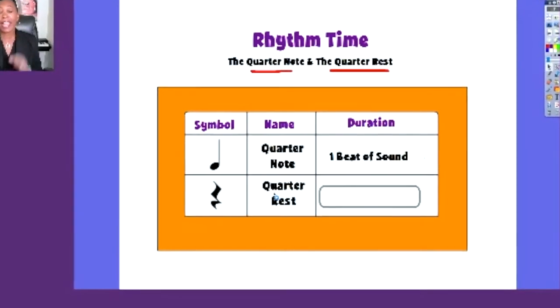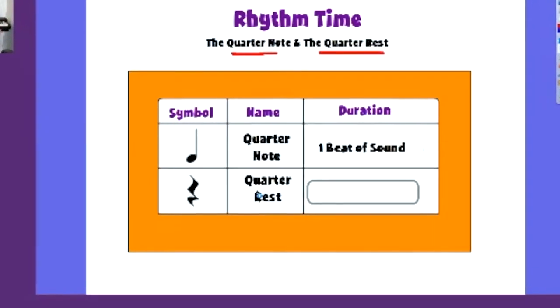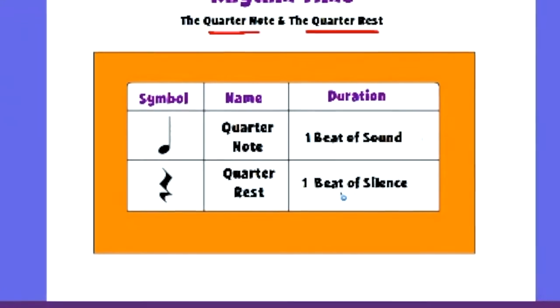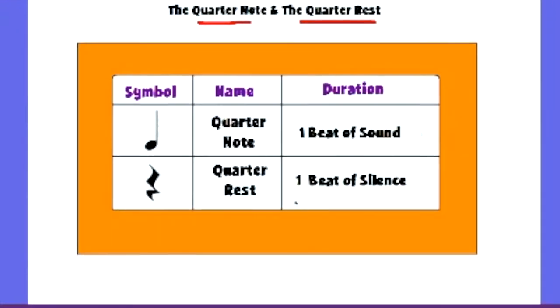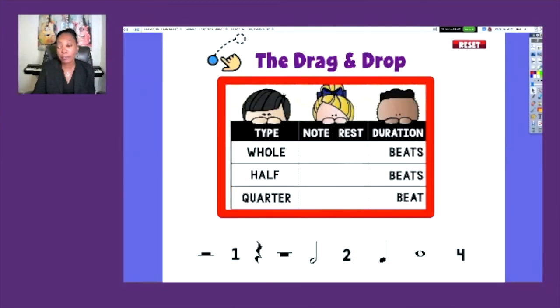Good job. And how long does a quarter rest get? How many beats does a quarter rest get? That's right. It is a silence in music that gets 1 beat. So that is a nice quick review. Now, let's have a little fun and put all of these notes and rests together, and let's see if you can remember all of them.